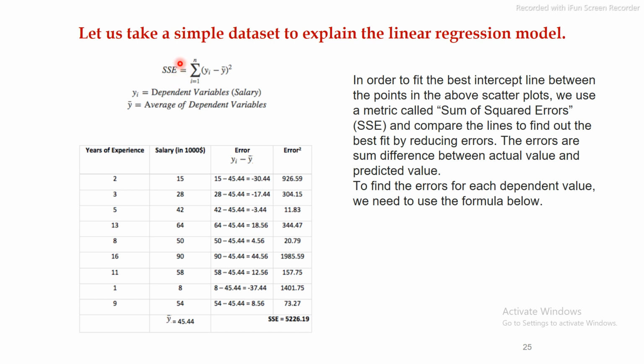If you go through the mathematical way, we are trying to calculate the sum of squared error. Here yi is your dependent variable, that's your salary, and y cap is the predicted value. So y minus y bar: 15 minus 14.44, where this is y cap, which is nothing but the average. We subtract it and square it up, and we get the sum of squared error as 52226. It's just maths.